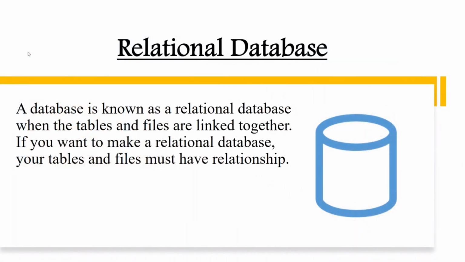So, relational database. A database is known as a relational database when the tables and files are linked together. If you want to make a relational database, your tables and files must have a relationship. So this is basically saying to us that when tables and records are linked together in a database, it is known as a relational database. And once you want to make a relational database, then a relationship must exist between your tables and the files.